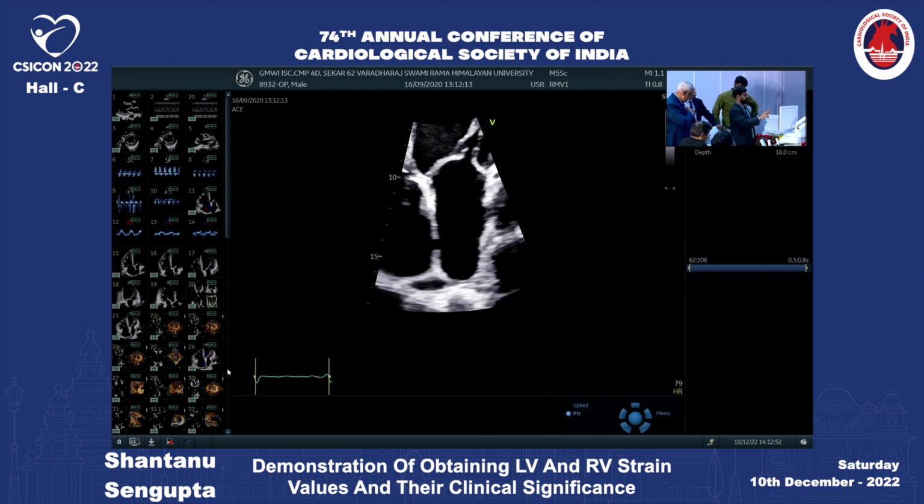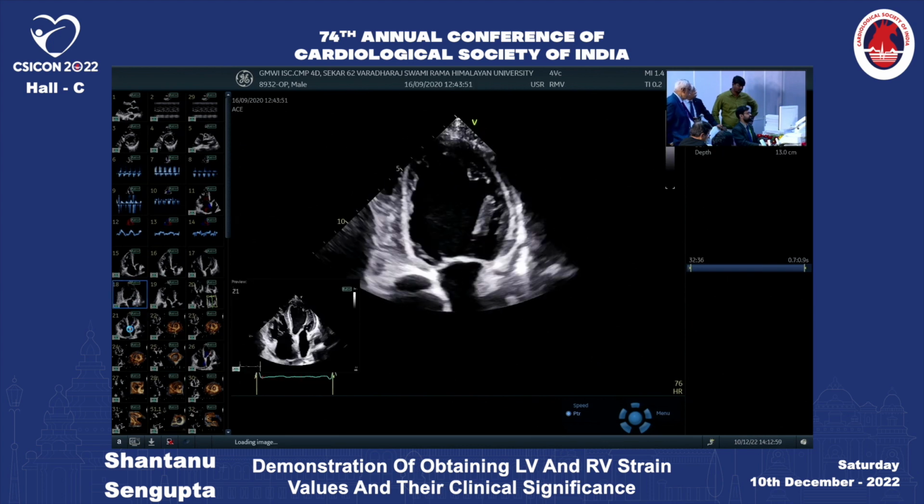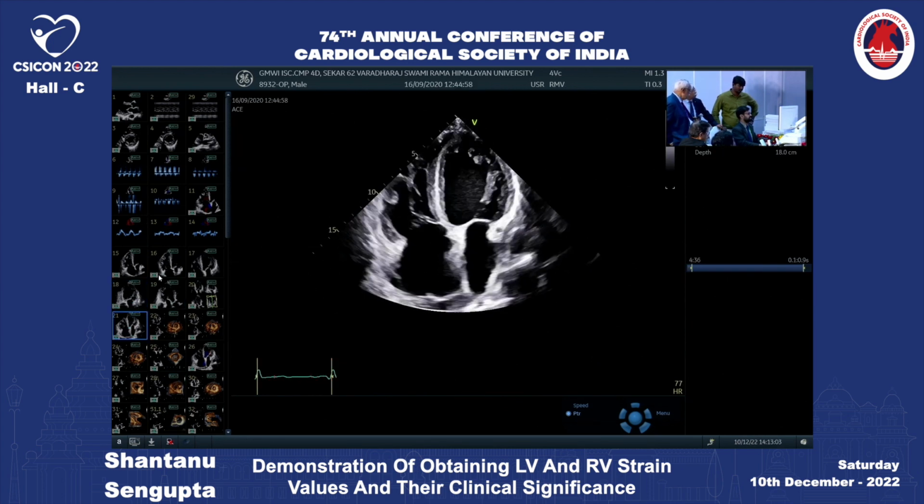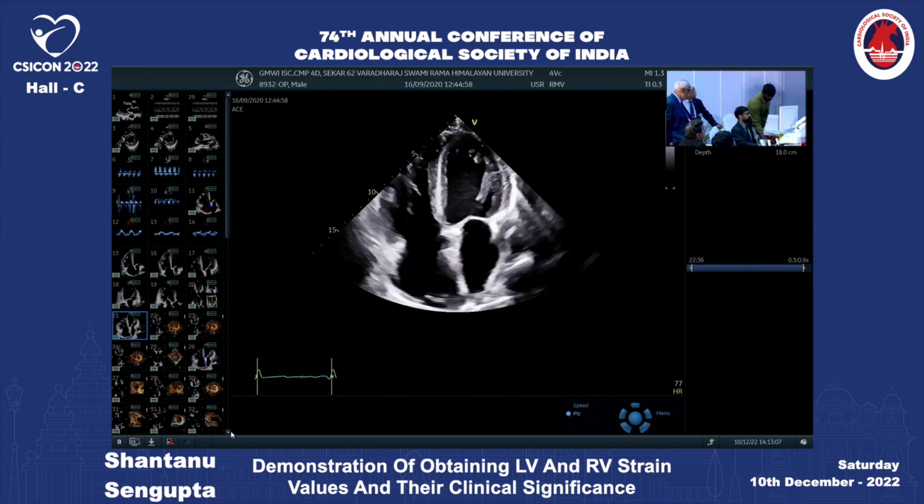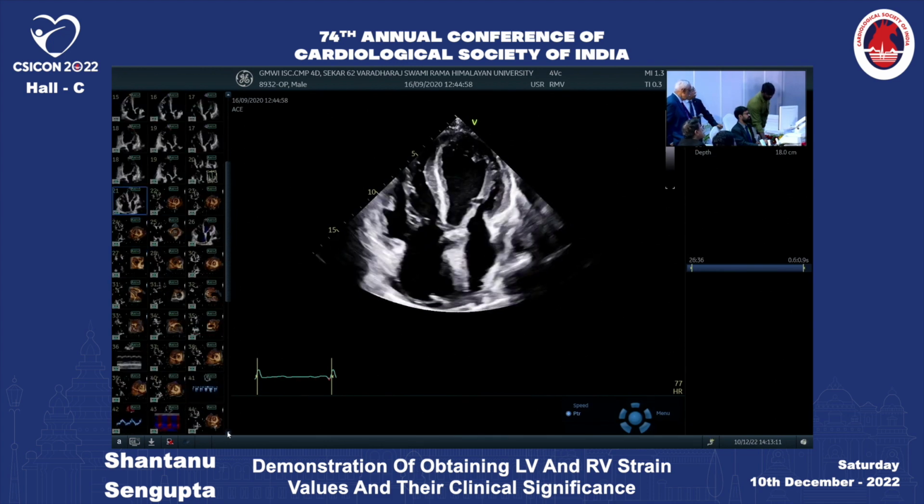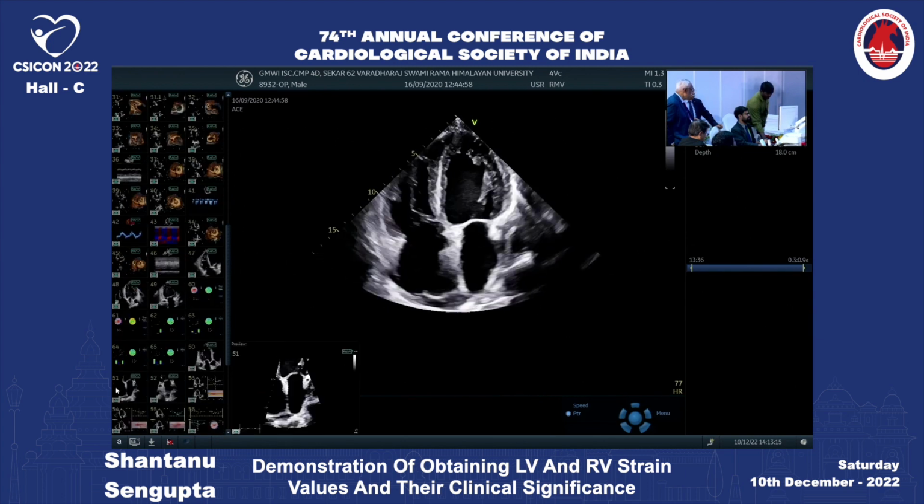But unfortunately, this patient doesn't have that kind of view. They have already taken it. I was just trying to look at this view, and the LA is not that good. Anyway, he has a zoomed view, so I will just try to demonstrate.